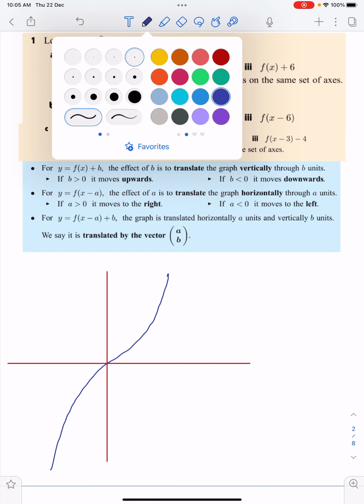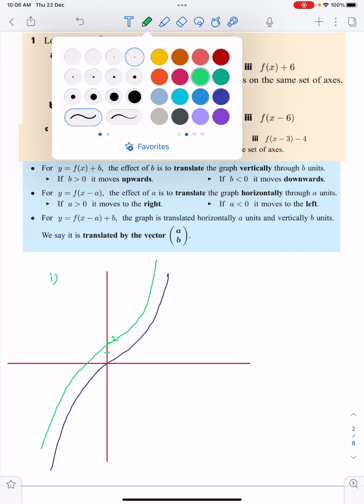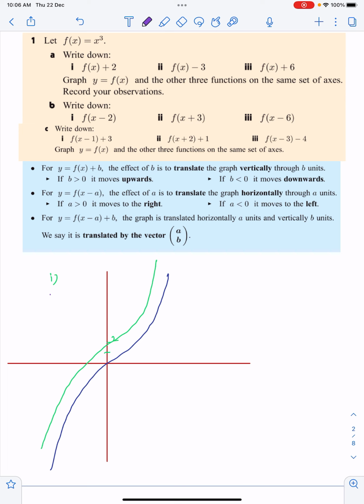And now for the first part, the graph is going to be 2 units upward. That means the graph will shift 2 units upward. That means the y-intercept is going to be 2 now. In the second part of the question, f of x minus 3, that means you will have to shift the graph 3 units down. In the second part, the graph is going to go 3 units down. That means the y-intercept of the graph is now going to be negative 3.